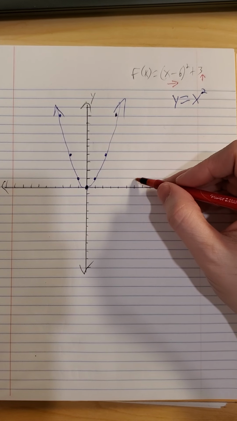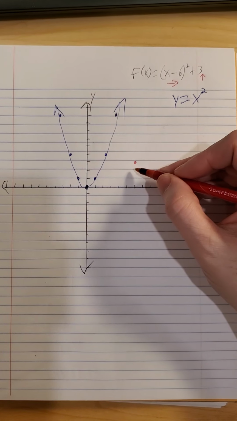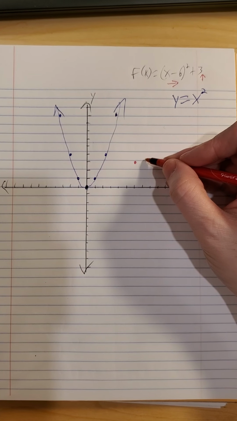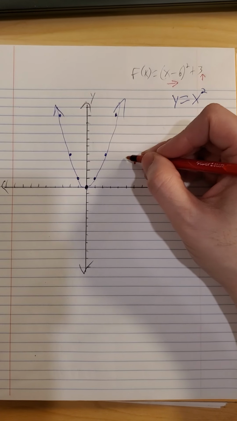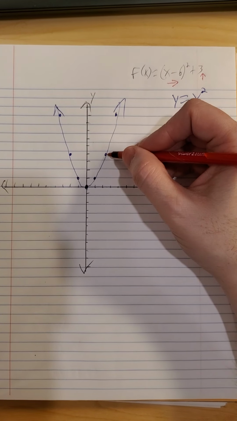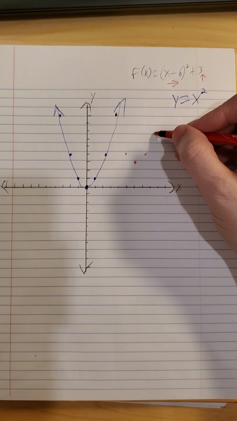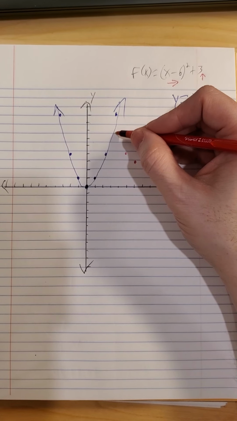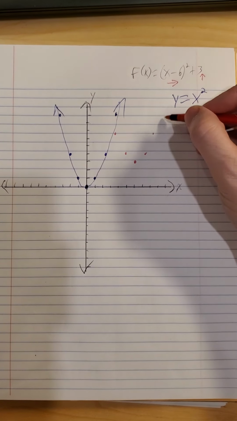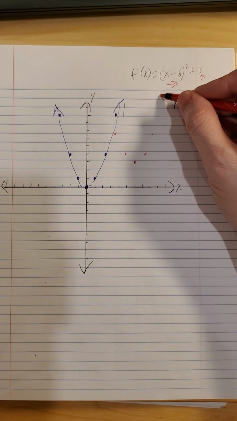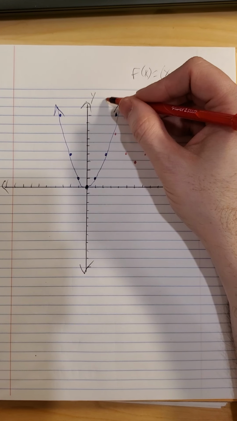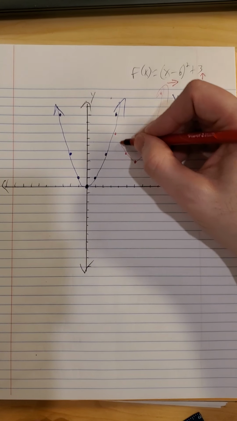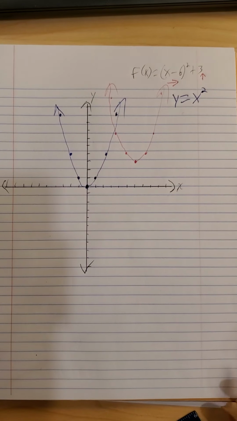6 right, and 1, 2, 3 units up. 6 right, 3 up. 6 right, 3 up. 6 right, 1, 2, 3 up, and so on. 6 right, and 3 up. So there's our new graph, vertex in quadrant 1.